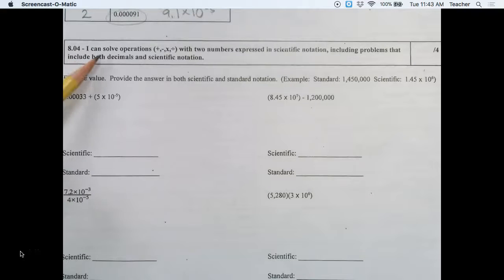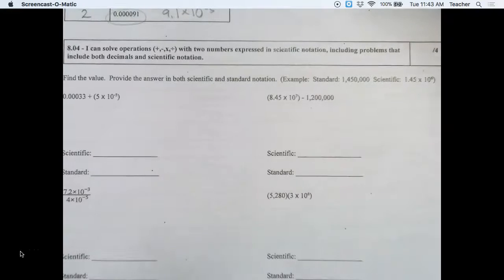Okay, 8.4. I can solve operations, adding, subtracting, multiplying, dividing, with two numbers expressed in scientific notation, including problems that include both decimals and scientific notation. Okay. So let's see. We need to find the value, provide the answer in both scientific and standard notation.